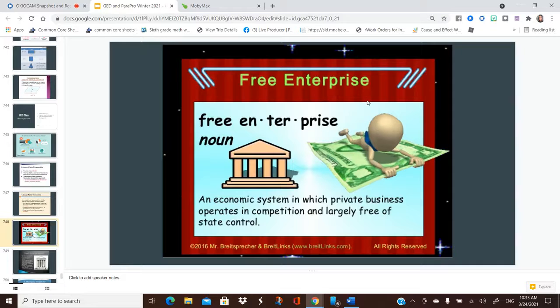Free enterprise. They mentioned this in the reading. Free enterprise is a system in which private businesses operate in competition and largely free of state control. It just means you're allowed to compete with other businesses. The government's not going to tell businesses that they can or can't exist. We have the freedom.